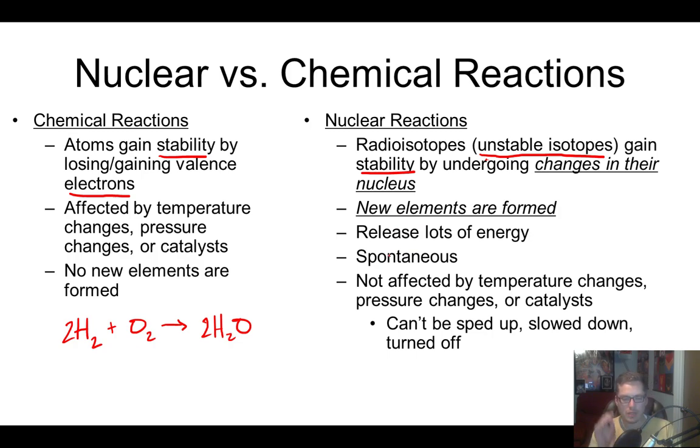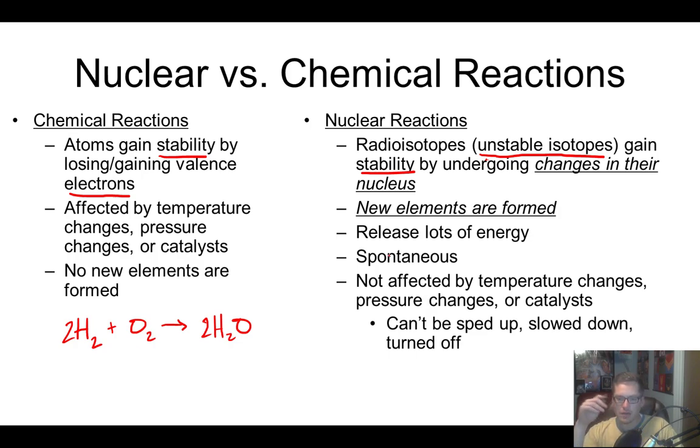Now, when I say new elements, I don't mean new elements like never before discovered, although that could happen. What we really mean is that they're new elements in the sample. Say you have a box that has uranium in it and it undergoes decay. You're going to have new elements within that box that weren't there before.